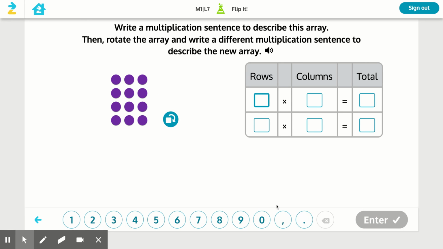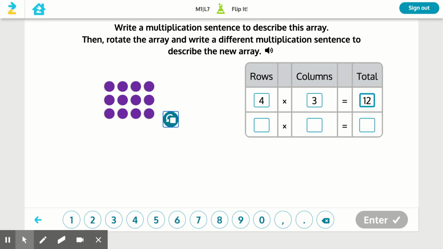Let's do another one. Let's start with the first multiplication sentence as the array looks now. Write the entire multiplication sentence in your Nearpod at this time. Did you say that your first factor is 4 because we have 4 rows, times 3 because we have 3 columns, for a total of 12 counters? Let's flip our array. Tell me what your new multiplication sentence is. Write it in your Nearpod at this time.